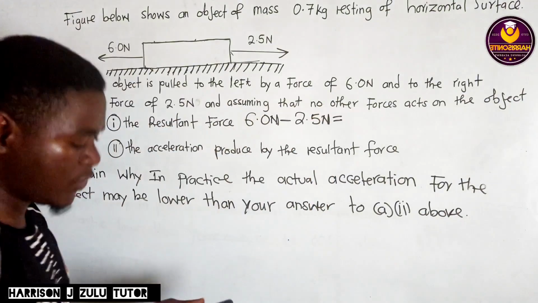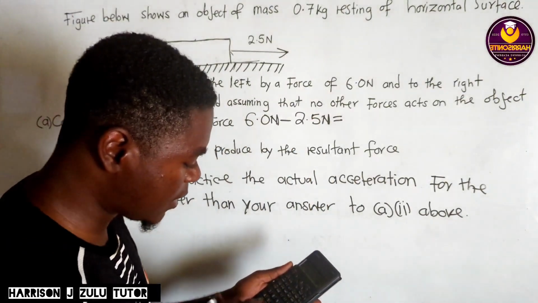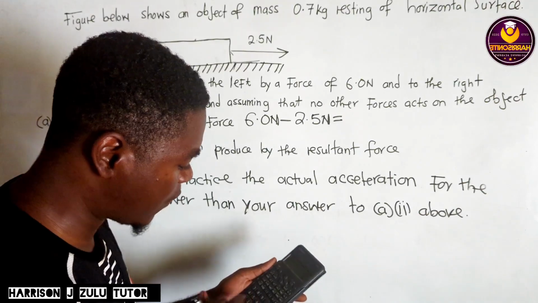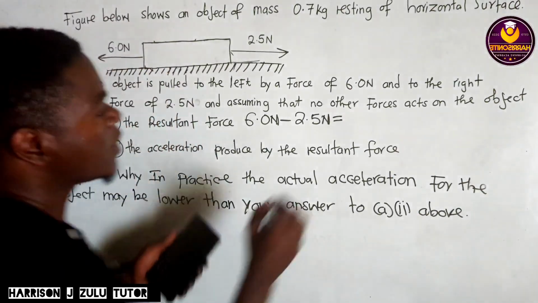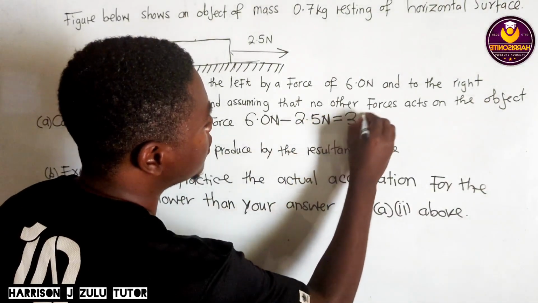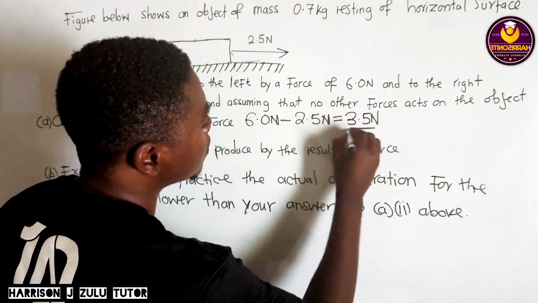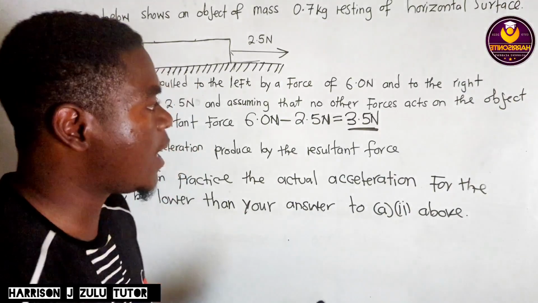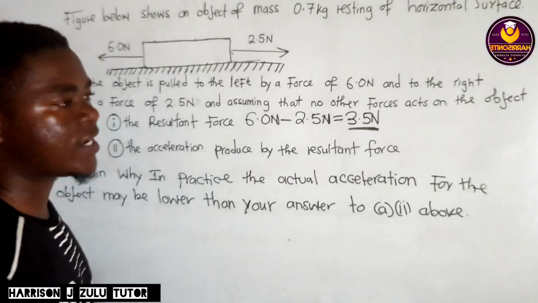What answer are you going to get? So you are going to say 6.0 minus 2.5. The answer we are getting is 3.5 newtons. So this is our answer. This is the resultant force.